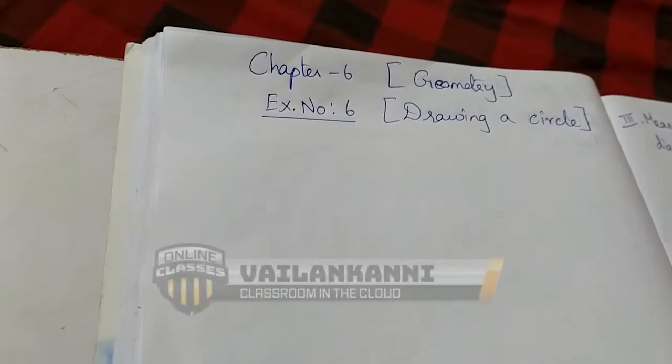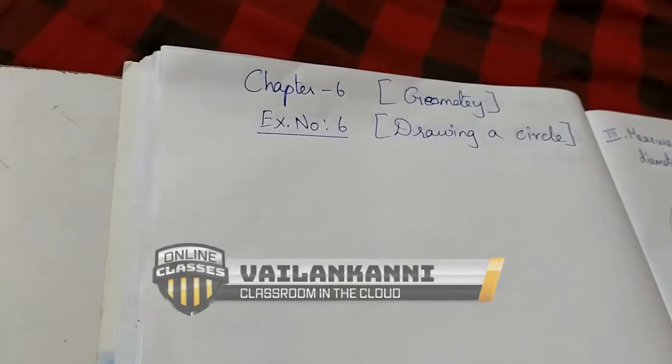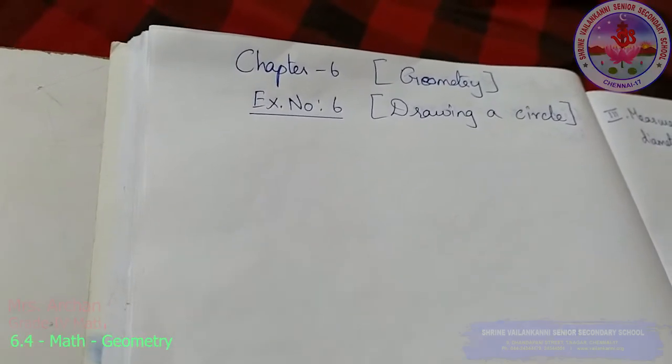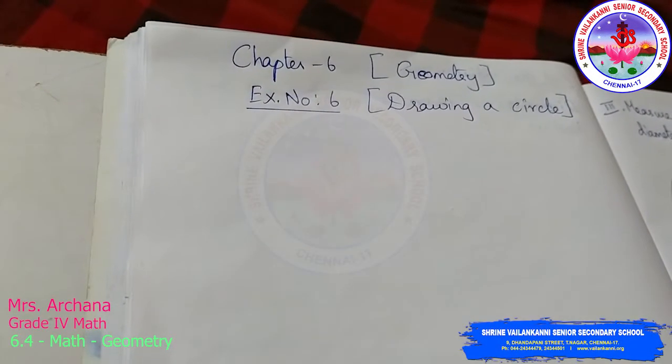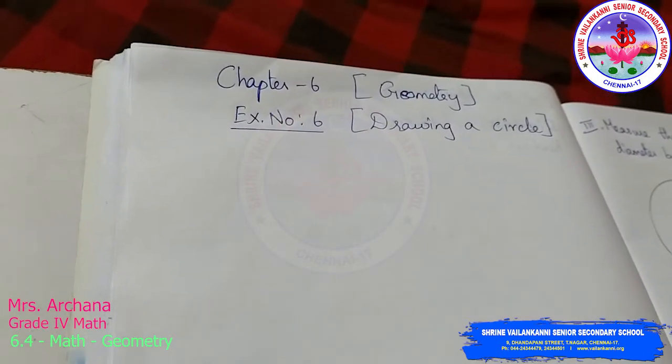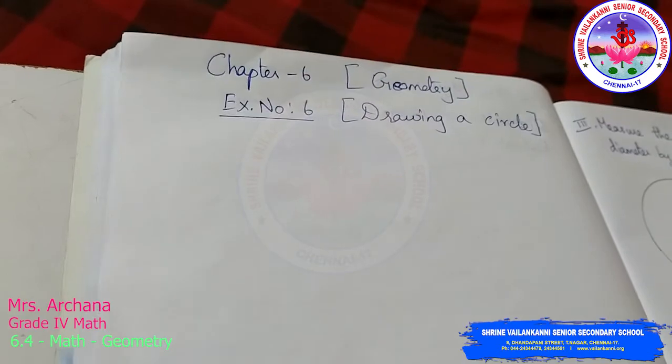Hi children, today in this video we are going to continue chapter 6, exercise 6, with how to draw the circle using the compass, and how to calculate the diameter and radius using the formulas we are going to see.